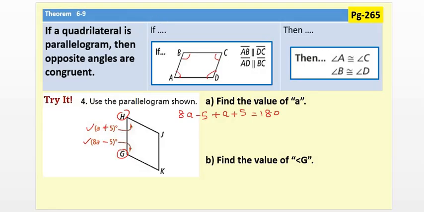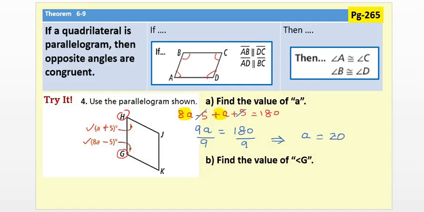Now 8a and this a are like terms. I will add them. It will become 9a, and then I will cancel this negative 5 with this positive 5, because negative 5 and plus 5 will be 0. And on the other side we have 180. You can divide this side by 9 and you can divide this side by 9, so it will give us the value of a, that is 20, right?